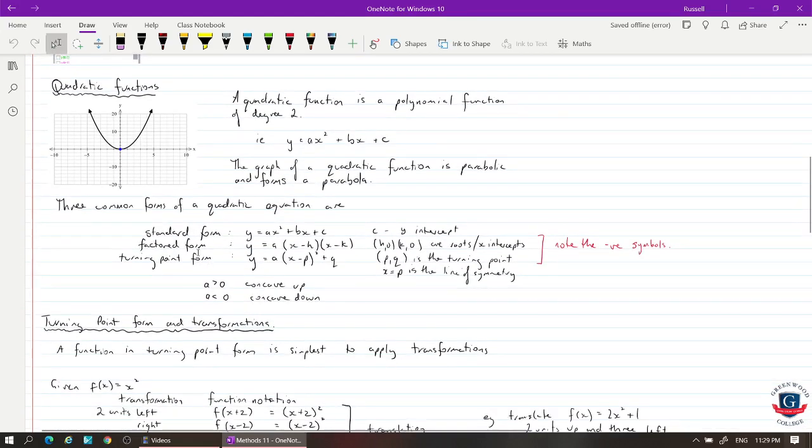Let's look at quadratic functions in more detail. So a quadratic function is a polynomial function of degree 2. Degree is the highest non-zero power in the polynomial, which in this case is x squared. A can't be 0. I suppose I could write that on here.